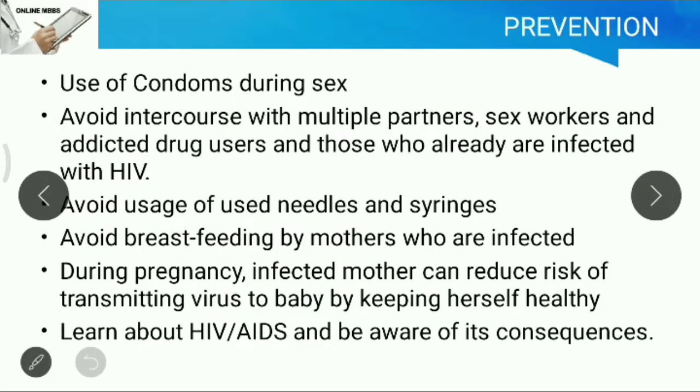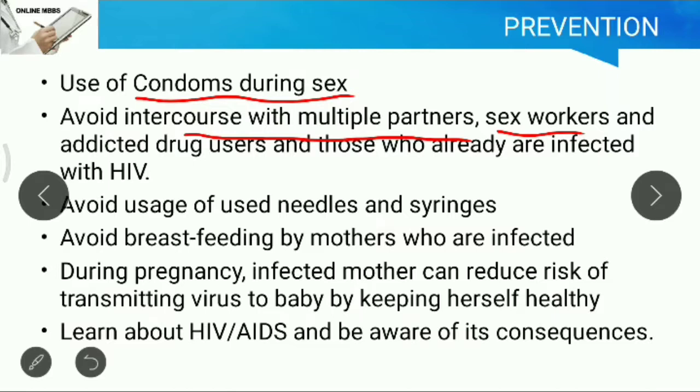Now, prevention. How to prevent HIV/AIDS? Use condoms during sex. This is the most common and easiest way to prevent HIV/AIDS. Avoid intercourse with multiple partners, sex workers, addicted drug users and those who already are infected with HIV. Also avoid used needles and syringes.